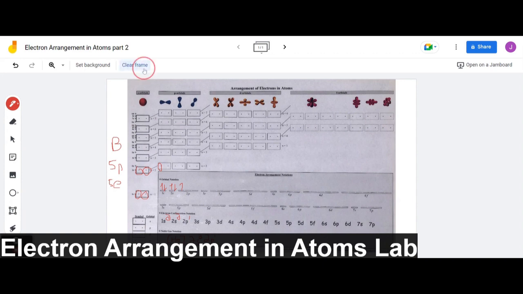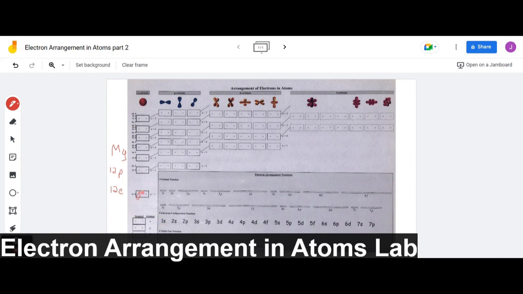Okay, now I'm going to clear the frame. The next element they ask us to draw is magnesium. Magnesium is element number 12. So that means it necessarily has 12 protons. And if it's neutral, it also has 12 electrons.